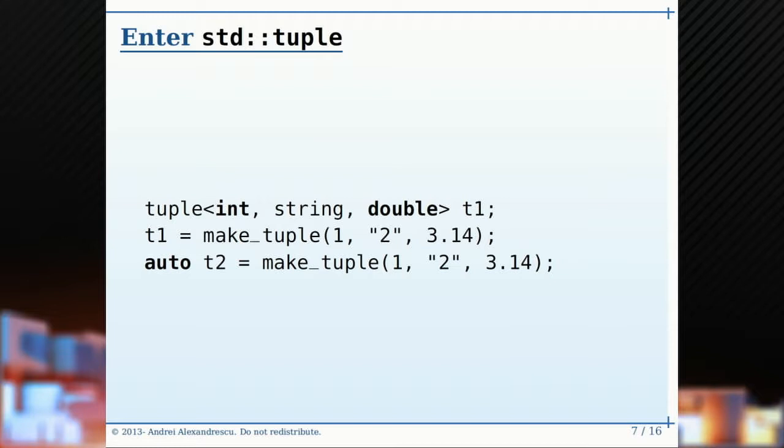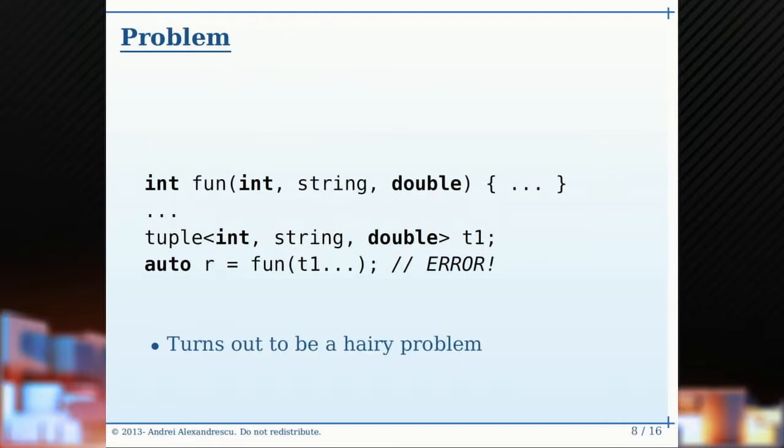T2 is going to have type tuple of int, const char star, and double, right? So far, so good. Because then we don't have the expansion. So now I have a function that takes an int, a string, and a double, and we have a tuple which stores the arguments for the function. And you can say, well, let me expand this tuple into the function call and just have it work. So this doesn't work. Okay.